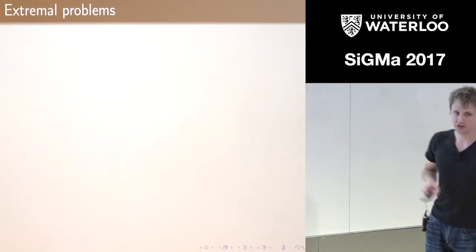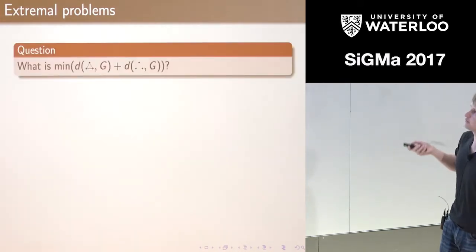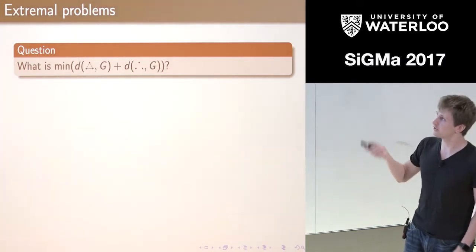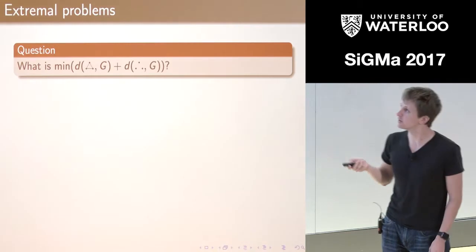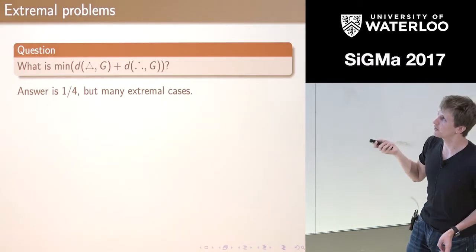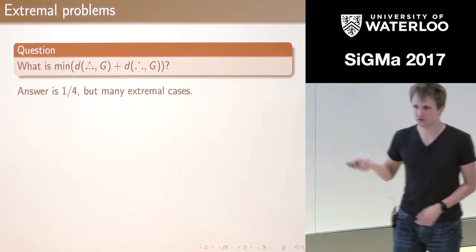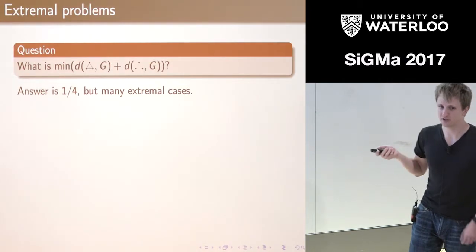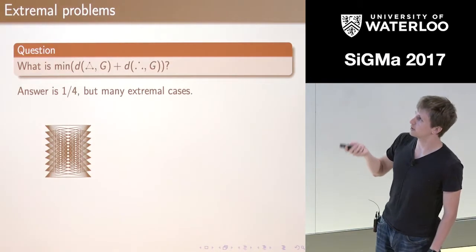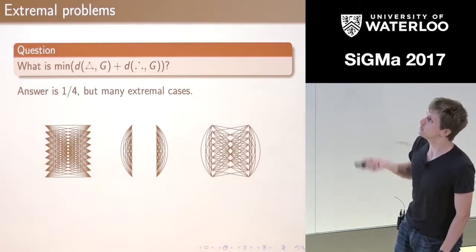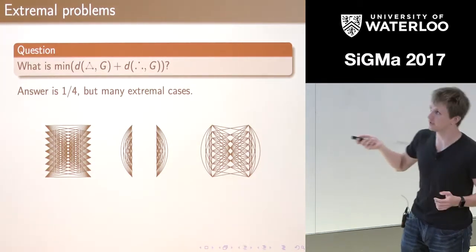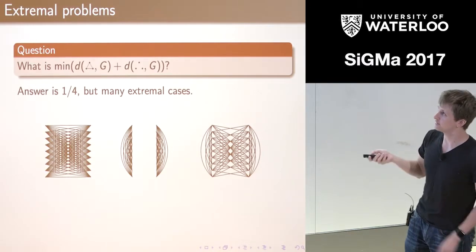Okay, finally, let's look at a third kind of quick problem. Given a graph, what is the minimum of the triangle count plus the empty triple count? It's not hard to convince yourself that the answer is 1/4, and there are many extremal cases. In particular, the extremal cases are the n/2-regular graphs. So we could have a complete bipartite graph, we could have 2 cliques, or we could have a 1/2 Erdős-Rényi random graph, which will also be sharp asymptotically.